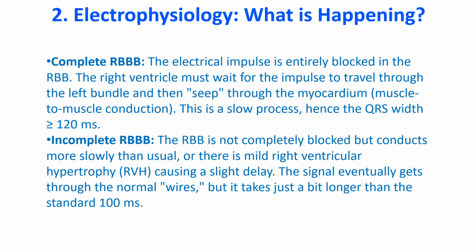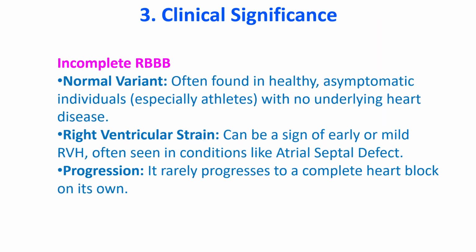In incomplete RBBB, the right bundle branch is not completely blocked but conducts more slowly than usual, or there is mild right ventricular hypertrophy causing a slight delay. The signal eventually gets through the conduction system, but it takes just a bit longer than the standard 100 milliseconds.